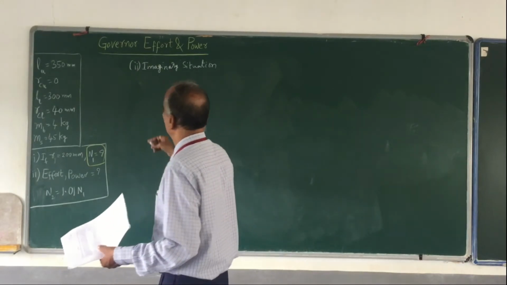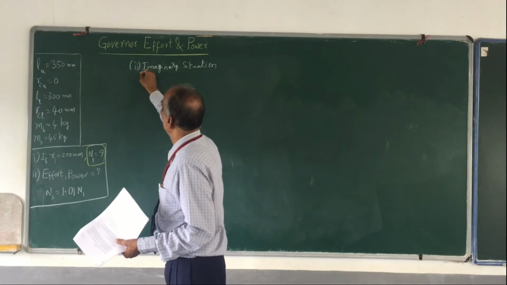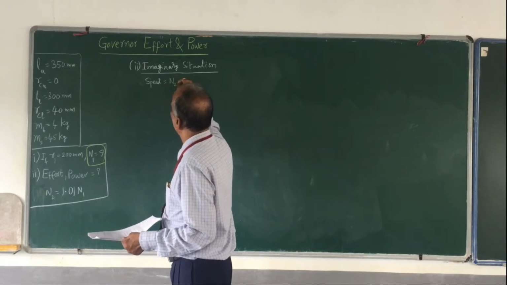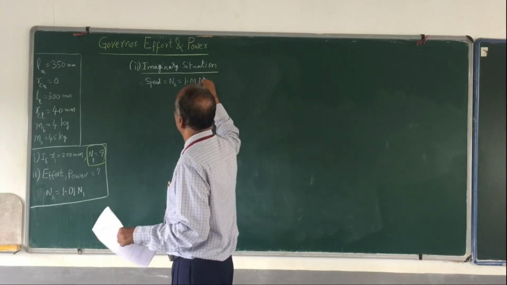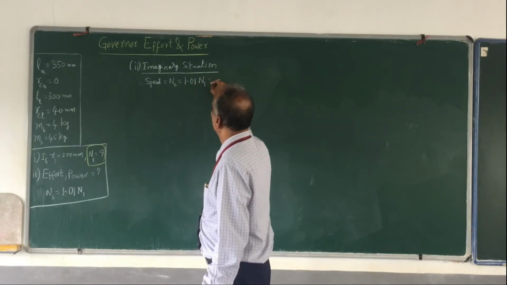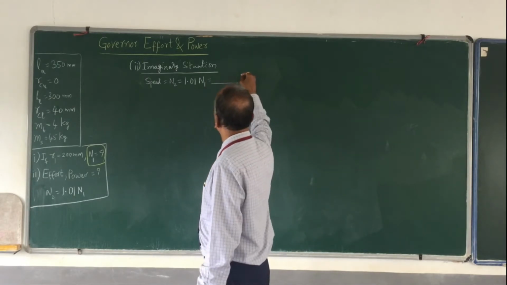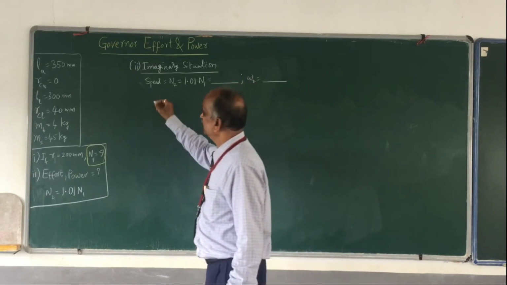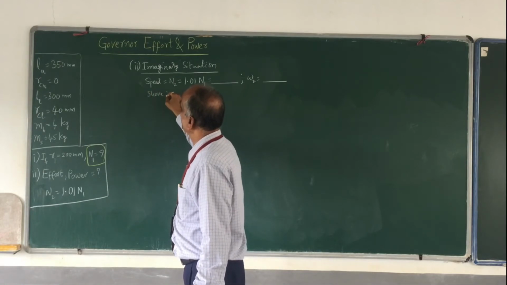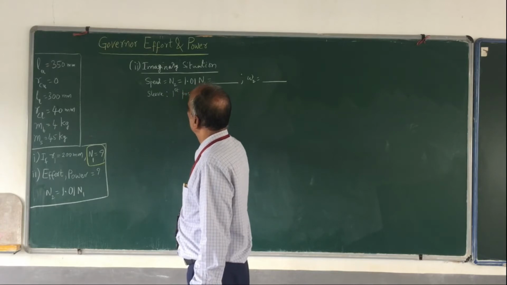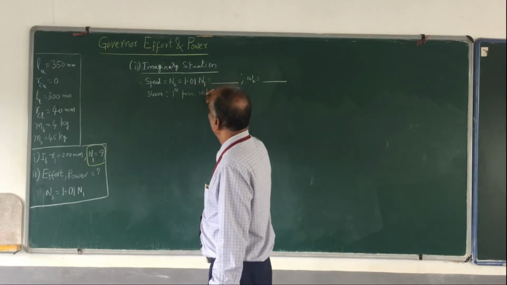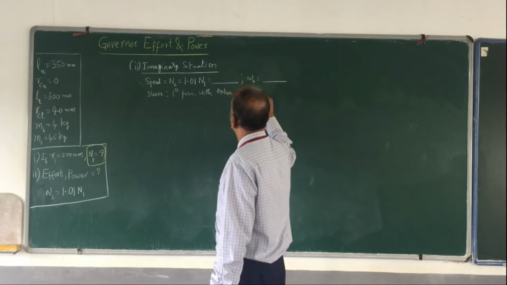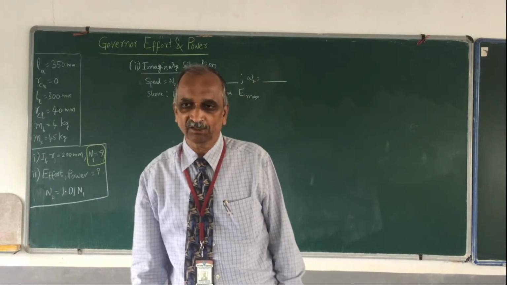And let that extra force be Emax. Imaginary situation: speed equal to N2. Please remember N2 is 1.01 times N1. So I know N1 and therefore I know this, and you can easily convert it into omega 2. Omega 2 is known to you. And what is the sleeve position? Sleeve is in the first position. What is the extra force? Let Emax be the extra force that is acting on the sleeve.